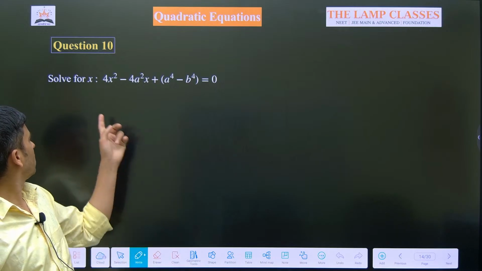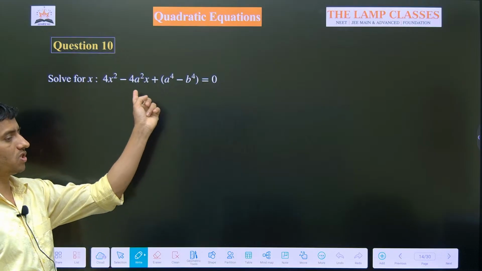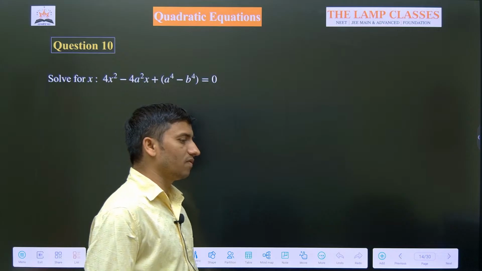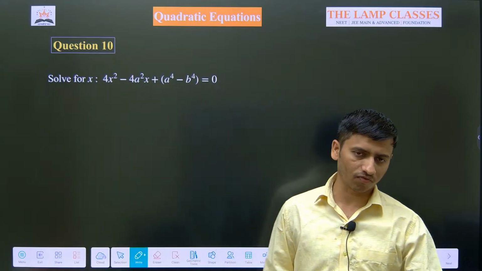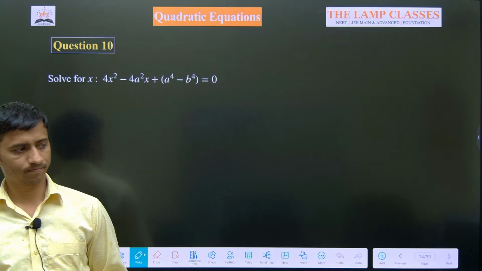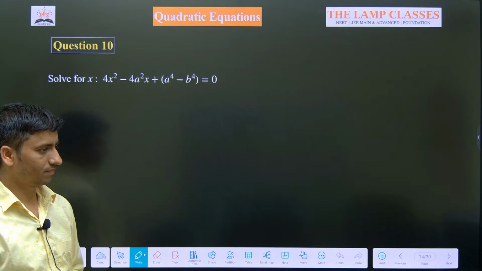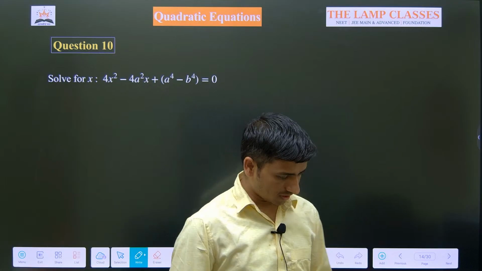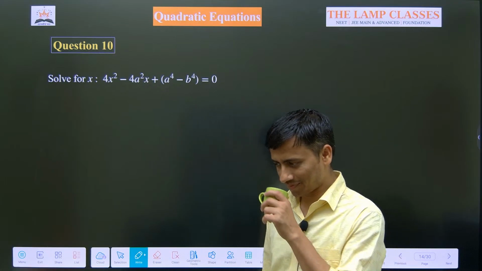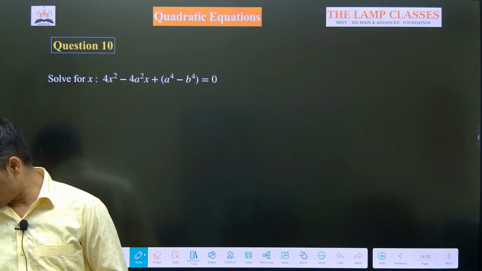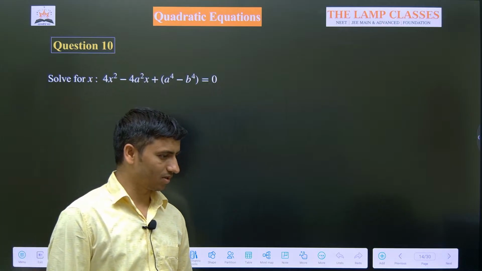Now solve this. It's given: solve for x. It means you can understand a and b are constants. Now you can use any method whichever is suitable. You can apply the quadratic formula, or if you can do it by splitting the middle term, that's also fine. And you know, solving it by splitting the middle term is more satisfying. But don't do this in the exam. In the exam, it should be just the right answer.